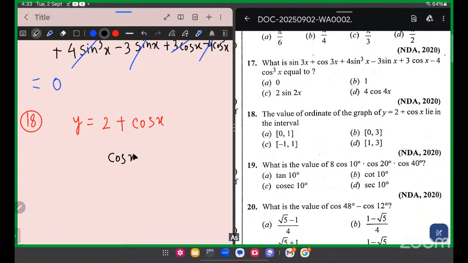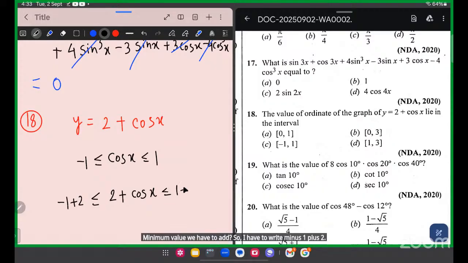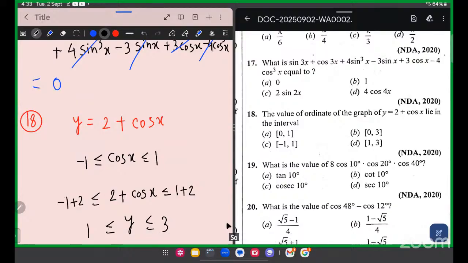So see, very easy. How to find out the range of the function? As we already know, the range of cos x is -1 to 1. So if I add 2, in the minimum value we have to add 2. So I have to write -1 plus 2 and here 1 plus 2. So 2 plus cos x, I can write y here directly, right? So it is nothing but 1 and it is 3. So the answer is 1, 2, 3. D should be the right answer.